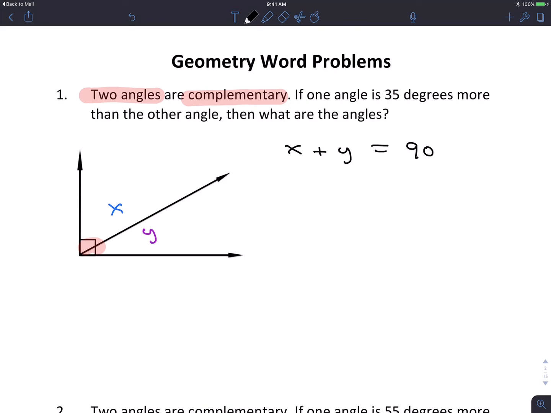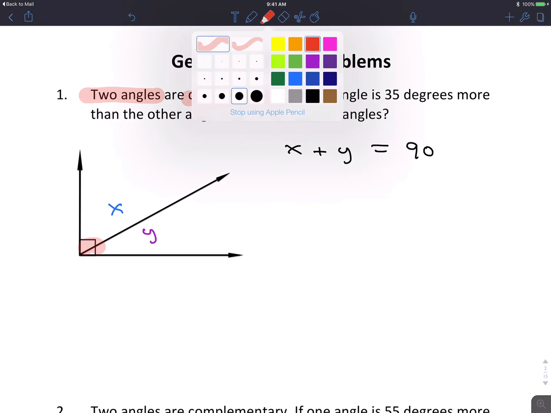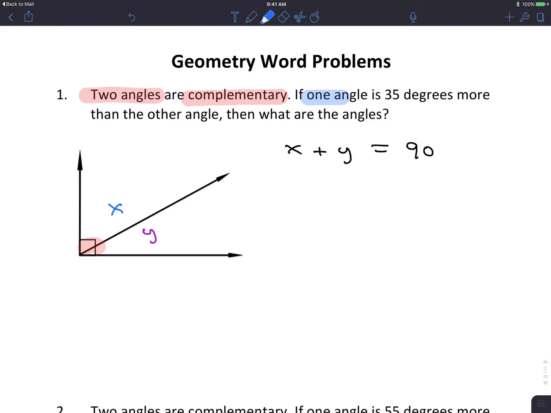Now we're going to look at the next phrase, and let me emphasize this. They're saying one angle. Let's put that in blue. And one angle, we don't know what that angle is, but I called the first angle x, so we're going to name this x as well. And the word "is" here is short for "is equal to," so I'm going to emphasize that in red.